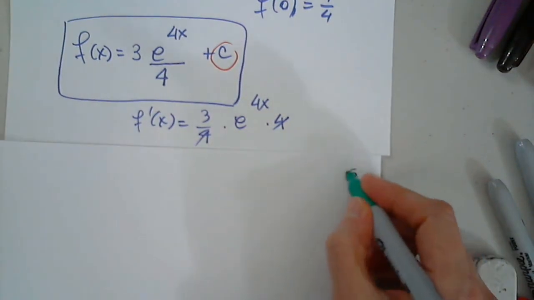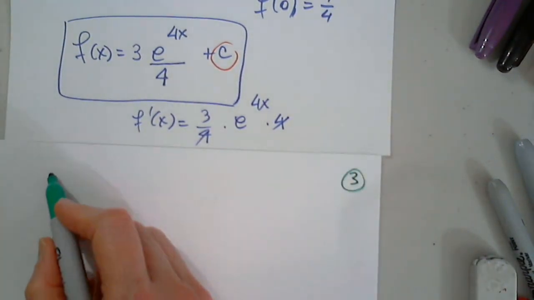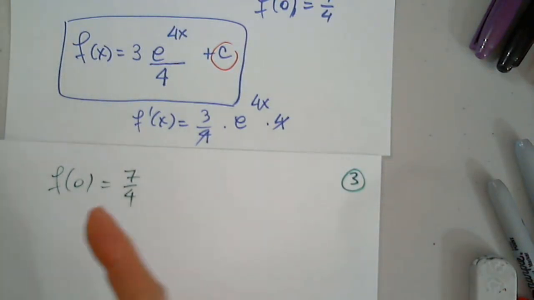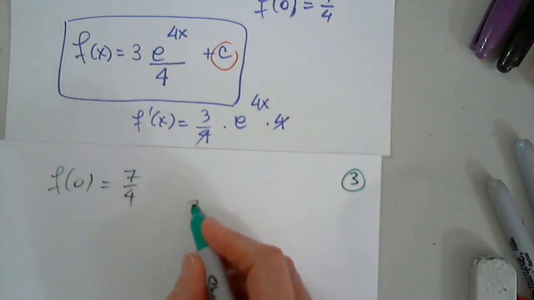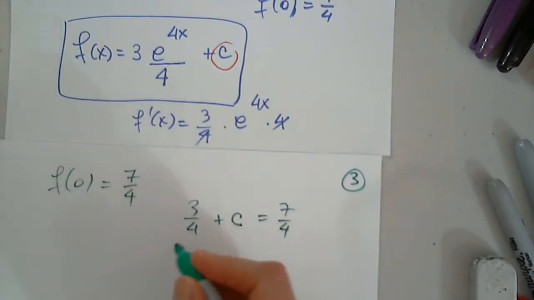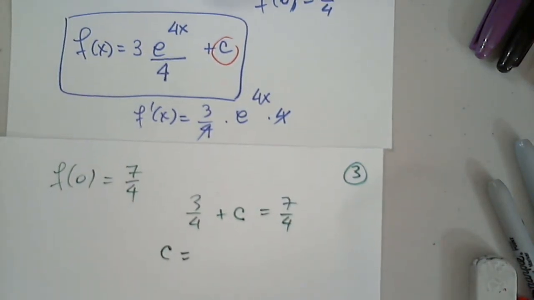So again, f of 0 equals 7/4. Again, f of 0 will be 3/4 plus the constant equals 7/4. Can anyone give us the constant? Anyone?